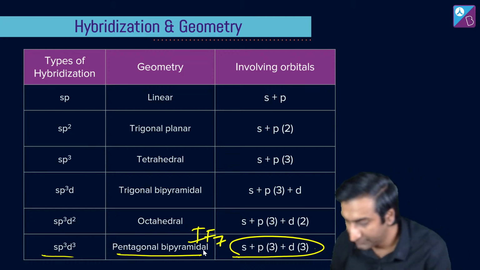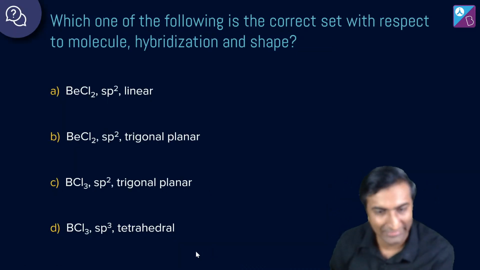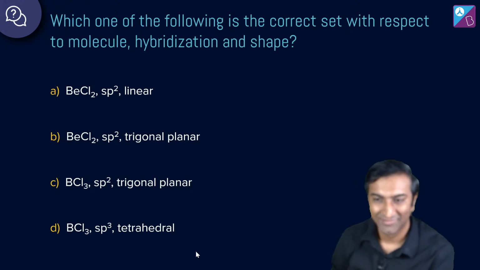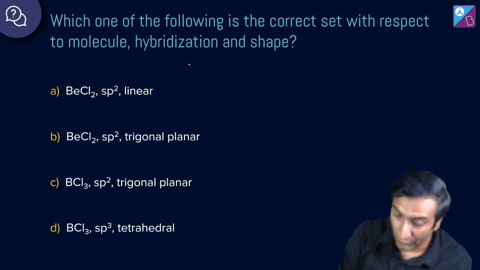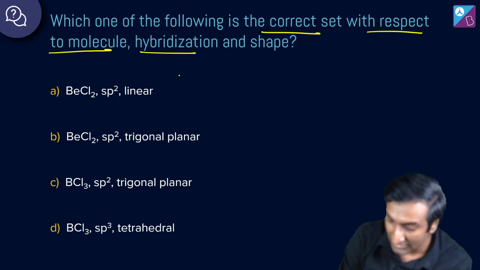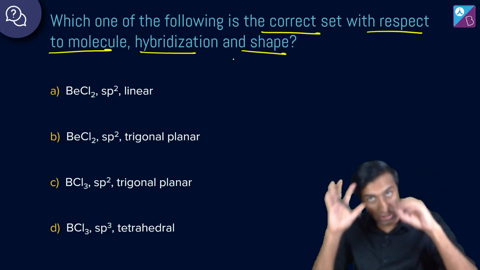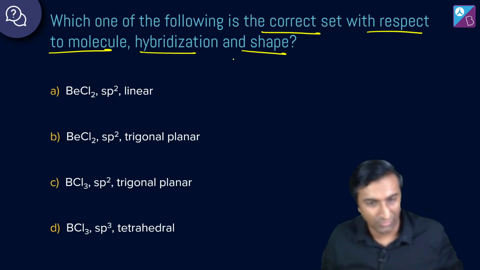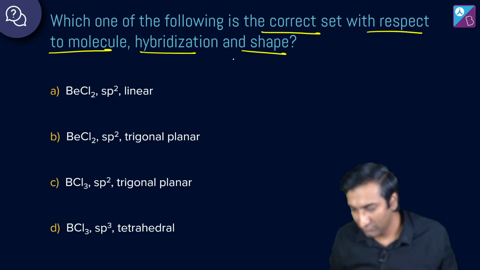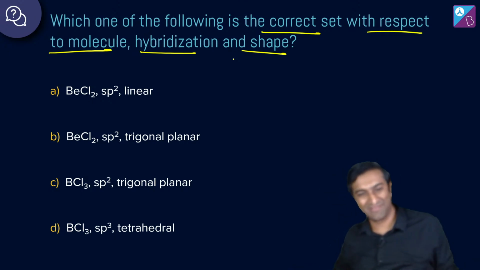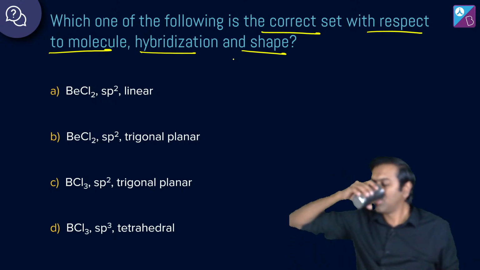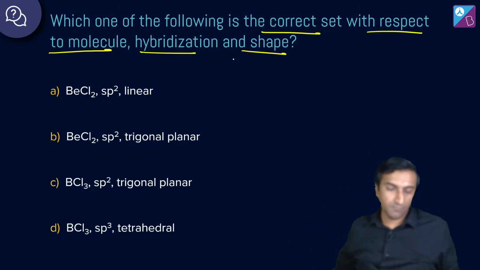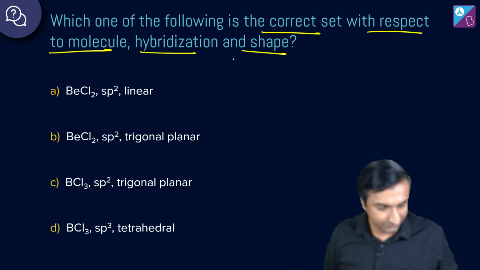Okay, cool. Let's do one last question, after that I'll give you some homework questions. Which of the following is the correct set with respect to molecules, hybridization and shape? Molecule, hybridization and shape. Shall I solve it for you? Try it out. It's the last question. We are done for the day. Homework questions will come after this. Please try this out.